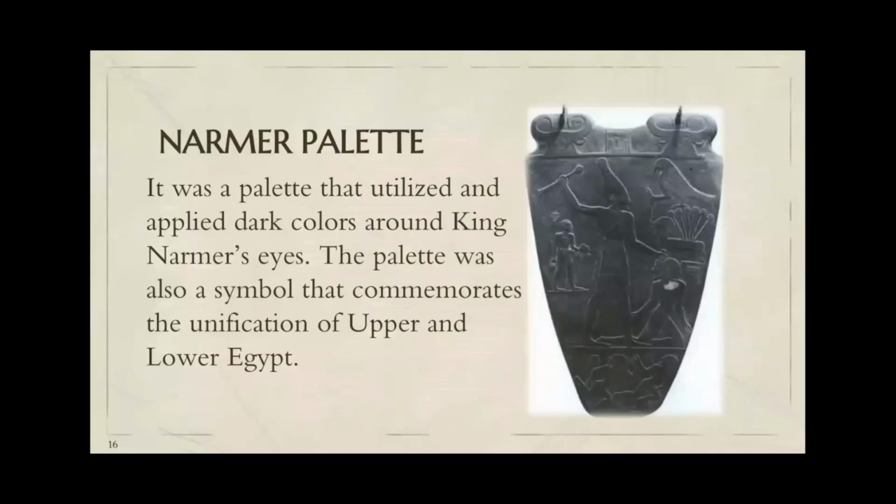Narmer Palette. It was a palette that utilized and applied dark colors around King Narmer's eyes. The palette was also a symbol that commemorates the unification of Upper and Lower Egypt.